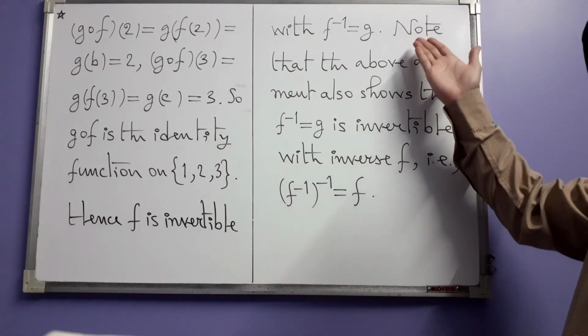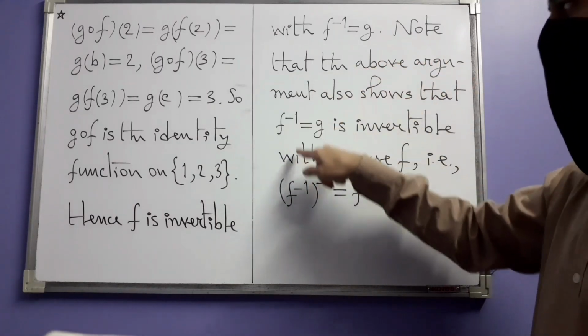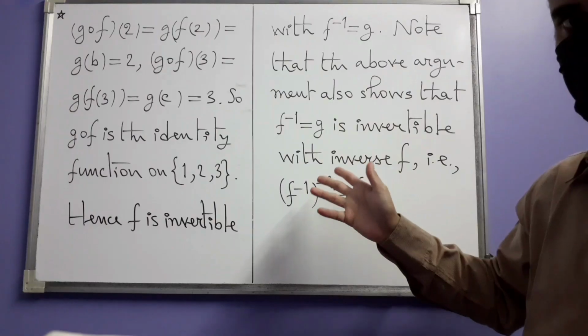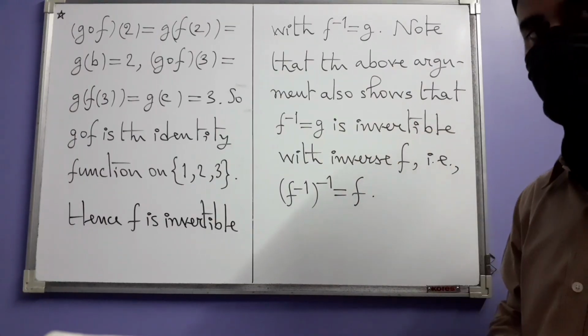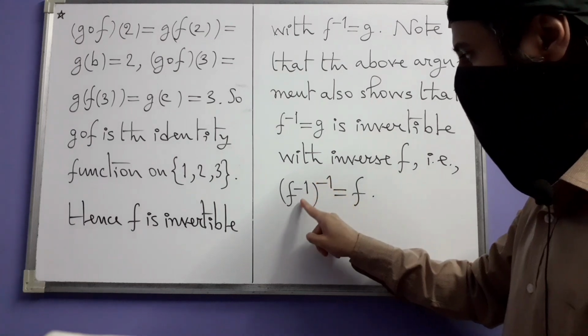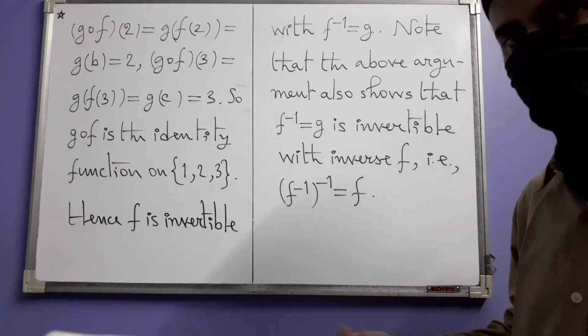And that is why next we write, note that the above argument also shows that this function, which is f inverse or our g, same thing, is invertible with f as its inverse. In other words, the inverse of g or f inverse is f itself. And there the solution ends.